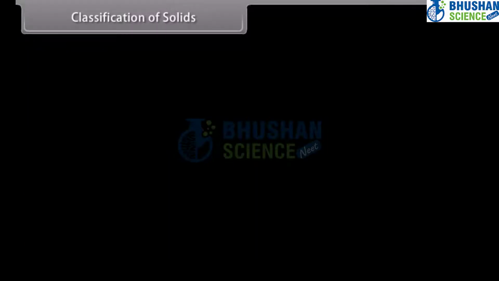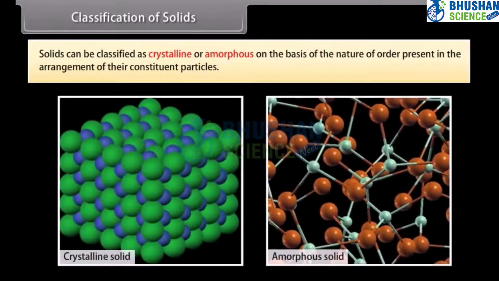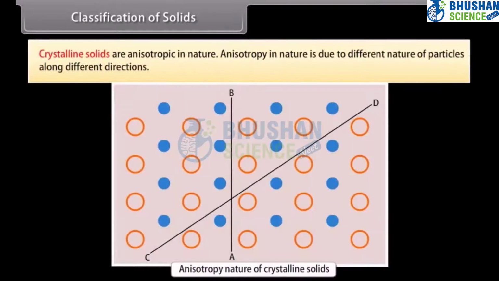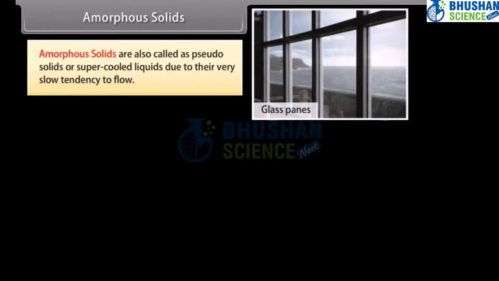Classification of solids. Solids can be classified as crystalline or amorphous on the basis of the nature of order present in the arrangement of their constituent particles. Crystalline solids are anisotropic in nature. Anisotropy in nature is due to different nature of particles along different directions. Amorphous solids are also called pseudosolids or supercooled liquids due to their very slow tendency to flow.